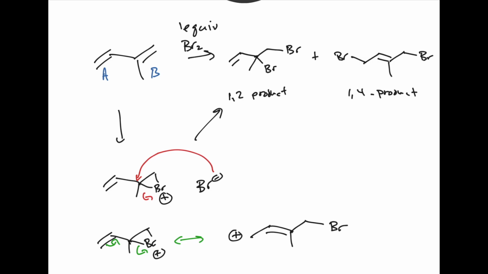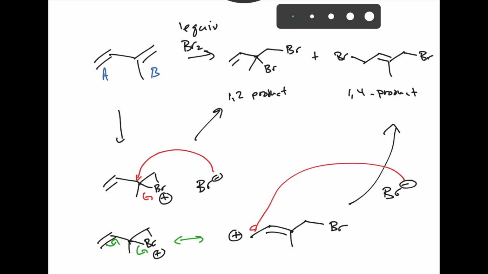And now make a carbocation that is now far away from the bromine, and then add our other Br minus to that. So even though this mechanism doesn't go initially through a carbocation, you can still use resonance to make a 1,4 product, even though you're going through a bromonium ion or a chloronium ion.